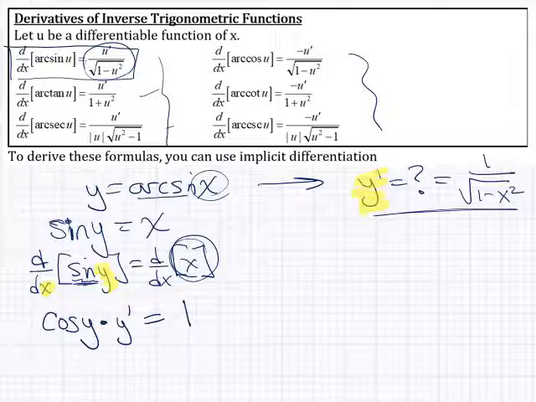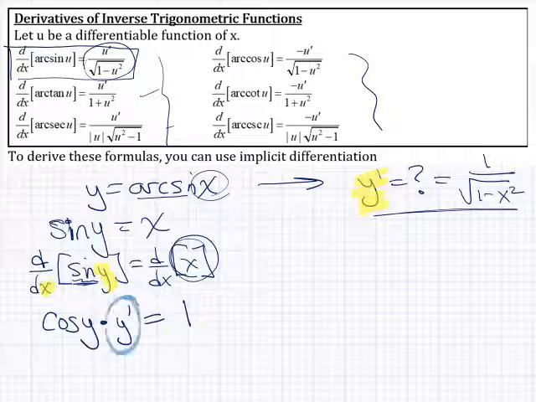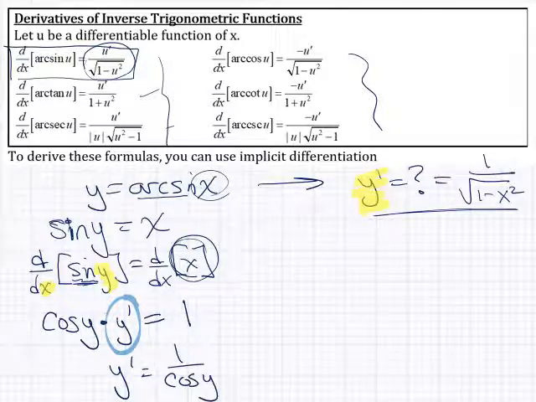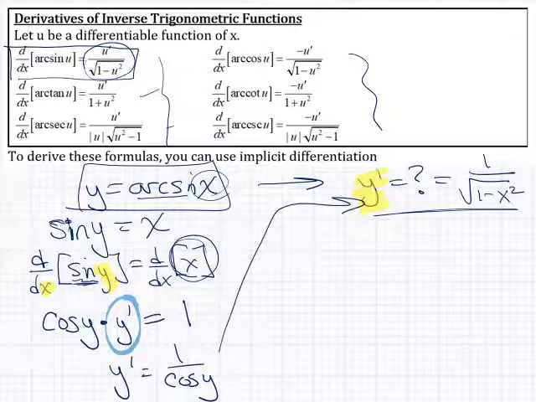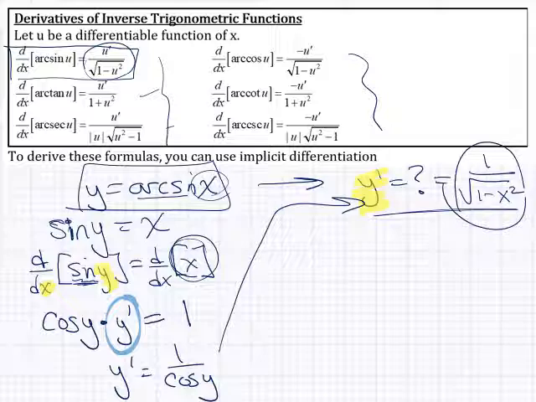And so remember, we're looking for y prime. So if we take this equation and we solve for y prime, we would have to divide by cosine to the other side. So we get y prime equals 1 over cosine y. So y prime, if y was arc sine x, y prime should be 1 over cosine y. But that's not what we have here. We're saying it should be 1 over square root of 1 minus x squared. So where does that come from? Well, simple. It's a little bit of math trickery, basic algebra, using some trig identities. We can get there.